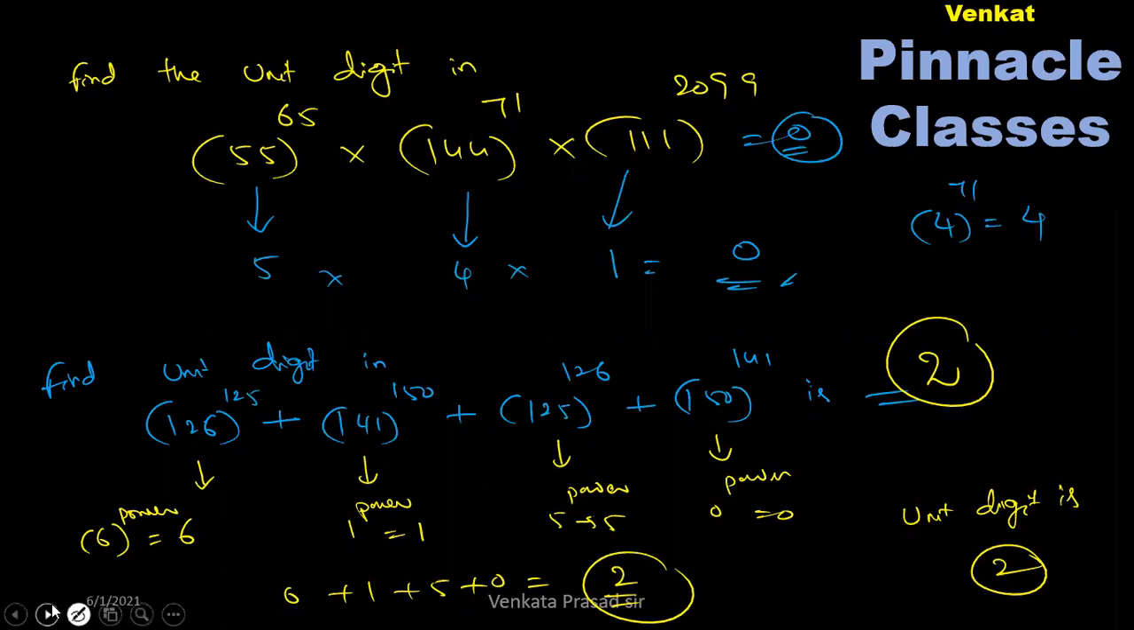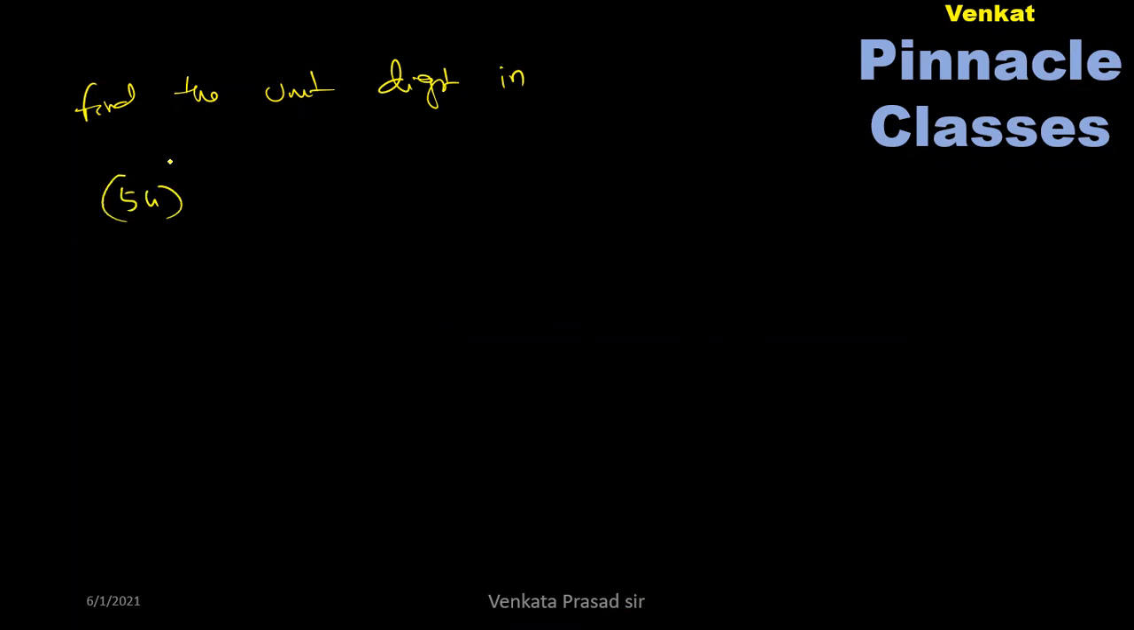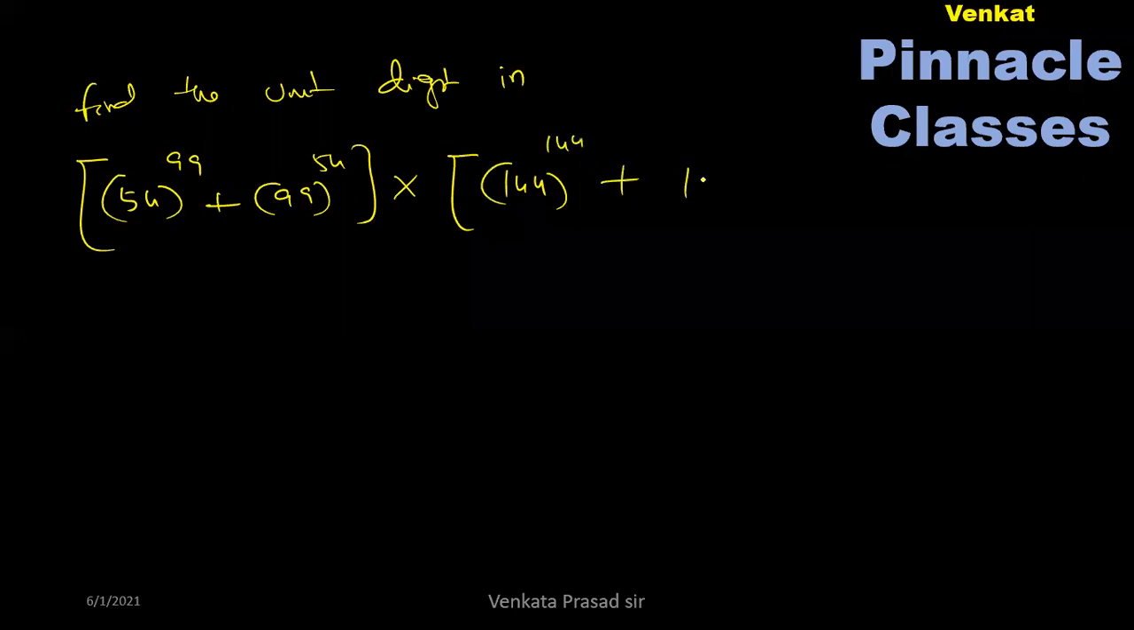Next question. See. Find the unit digit in, see carefully, 54 power 99 plus 99 power 54 into 144 power 144 plus 199 power 199. What is your answer?